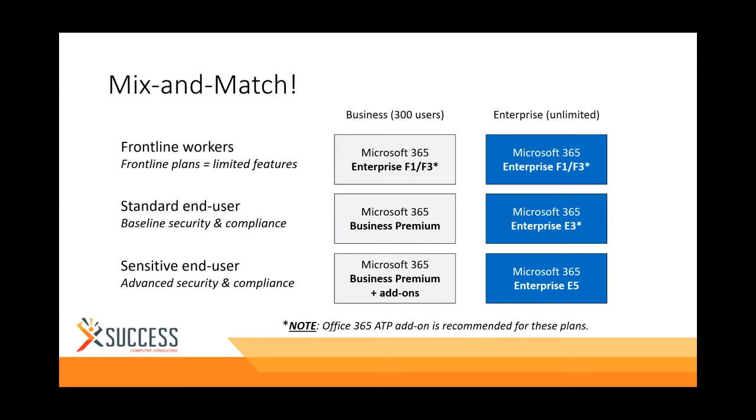Now, for the sensitive end users who might need a little bit of additional advanced security and compliance, or another tier here could be communications-enabled users for the phone system or something, right? For that in the enterprise space, you might be looking at E5.